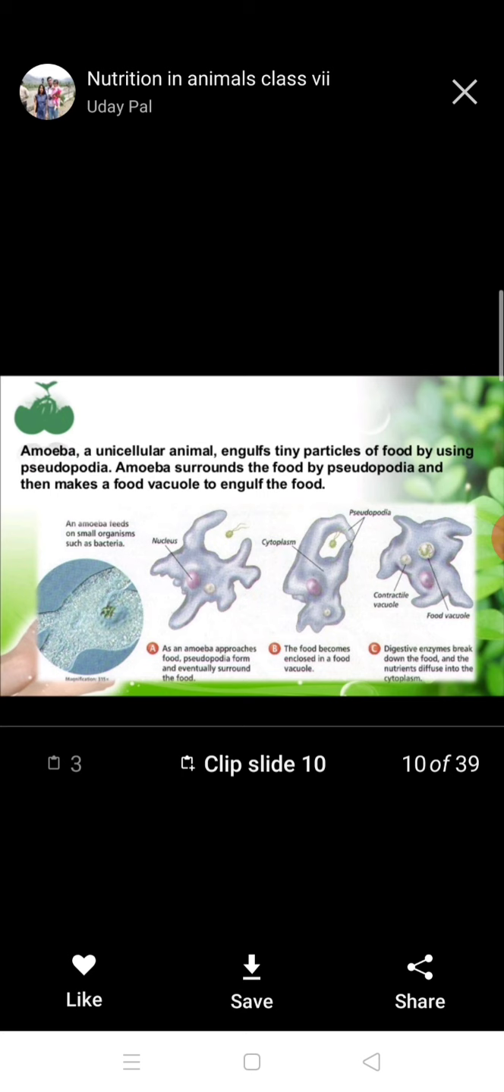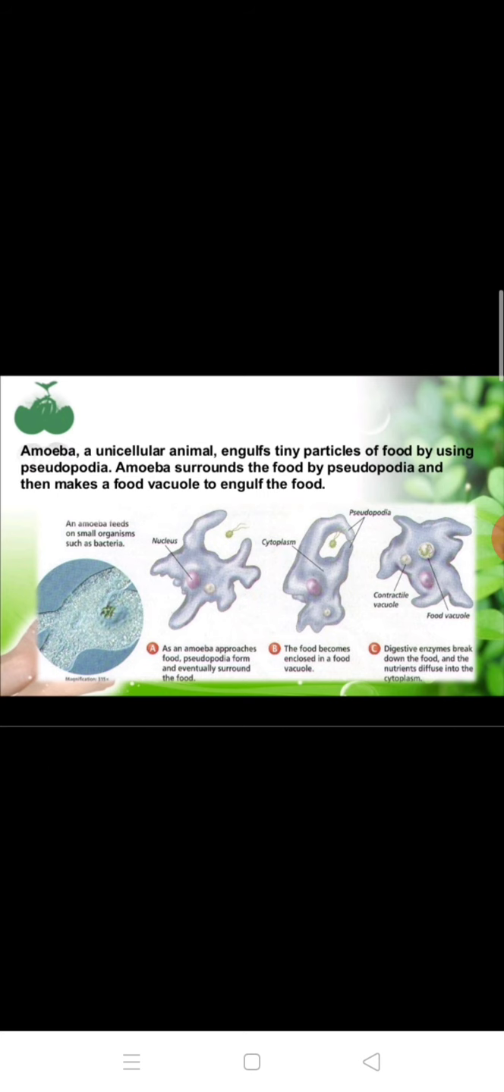Amoeba, you have heard about amoeba, you have seen amoeba in the last class. I also showed you a video. It is a unicellular animal and it engulfs tiny particles of food by using pseudopodia. In the next class, you will study about amoeba in detail. Amoeba surrounds the food by pseudopodia and then makes a food vacuole to engulf the food.